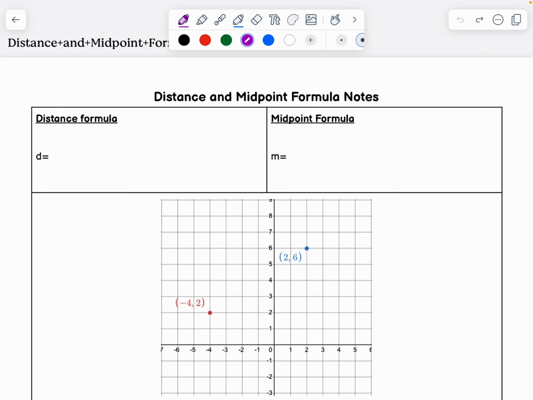For the midpoint formula, all you have to do is add and divide.